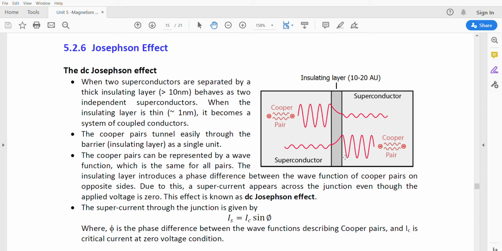We can easily understand it like this. According to de Broglie, if a material particle is moving, a wave will be produced. That wave has all the wave properties like wavelength, phase difference, and path difference. These properties are all exhibited by that particular wave. Here, if you calculate the energies of the wave in the first superconductor and the second superconductor, there is a change in the phase difference.